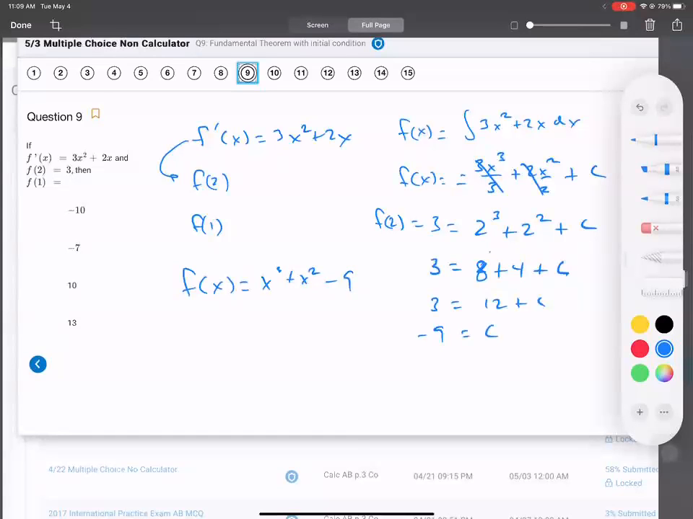Okay. Now, what is the value when I plug in 1? 1 plus 1 minus 9, it's -7. So we take the integral, we plug in the initial condition to figure out what c is. We rewrite the problem so we can now plug it in easily. I think that was like a 2-minute problem, maybe 1 minute if I wasn't talking.